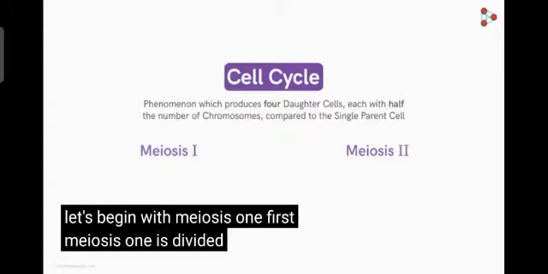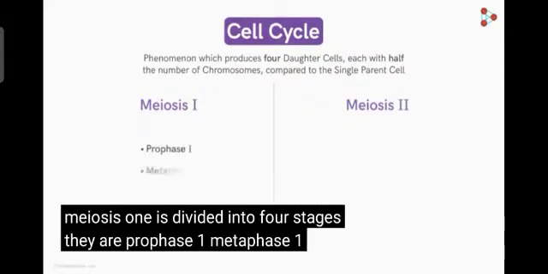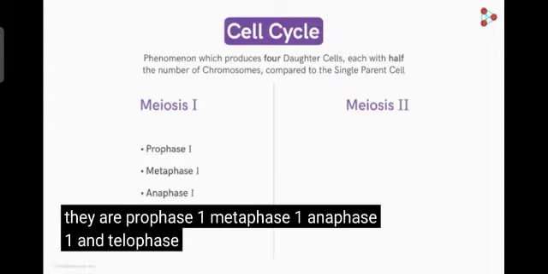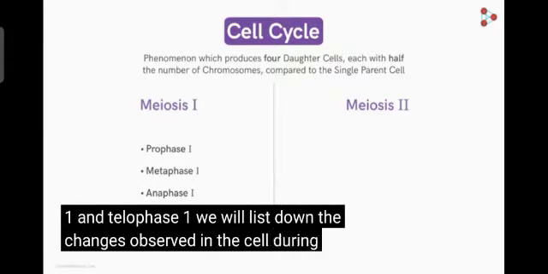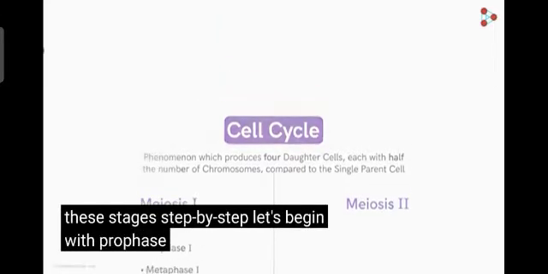Meiosis I is divided into 4 stages. They are prophase I, metaphase I, anaphase I, and telophase I. We will list down the changes observed in the cell during these stages step by step. Let's begin with prophase I.